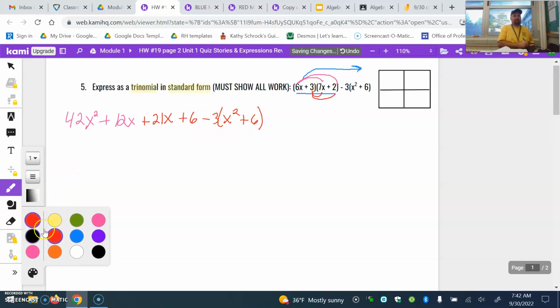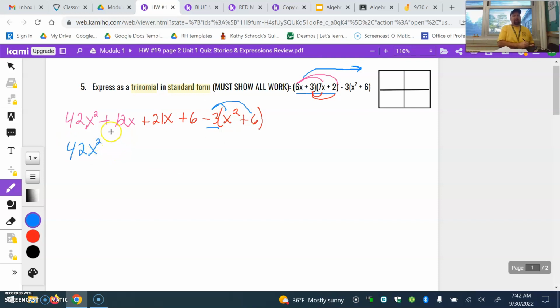Okay, so next step, now I'll distribute this -3 to everything in parentheses here. So I still have 42x squared. You know what, I could probably combine these like terms because they don't impact this over here. That's 33x plus 6. And now -3 times x squared is -3x squared. And -3 times 6 is -18. Double check with your calculator if you want to be sure.